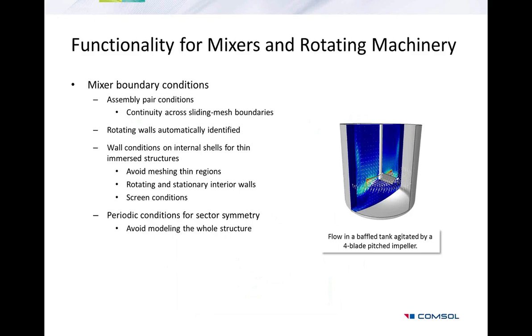When it comes to mixer boundary conditions, assembly pair conditions are applied on boundaries between rotating and stationary domains to enforce continuity across sliding mesh boundaries. Rotating walls are automatically identified, and we have wall conditions on internal shells for thin immersed structures in order to avoid meshing thin regions. The thin immersed structures include rotating and stationary interior walls as well as screens. We can also apply periodic conditions for sector symmetry to reduce the domain size.